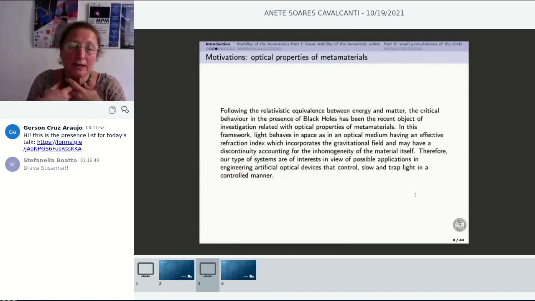This model is motivated by considerations in astrophysics, but there is also another interpretation. One could think of studying rays within materials that are somehow artificial, and try to design metamaterials having some particular optical characteristics. This discontinuity in the potential accounts for inhomogeneity of the materials. So we can think of possible applications in optical and designing artificial optical devices.